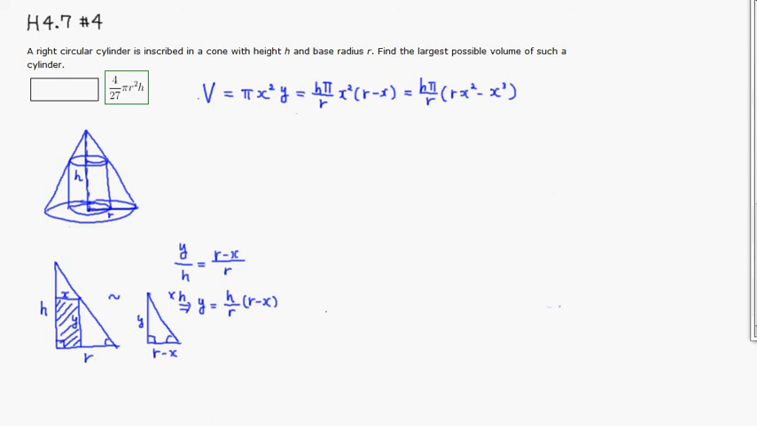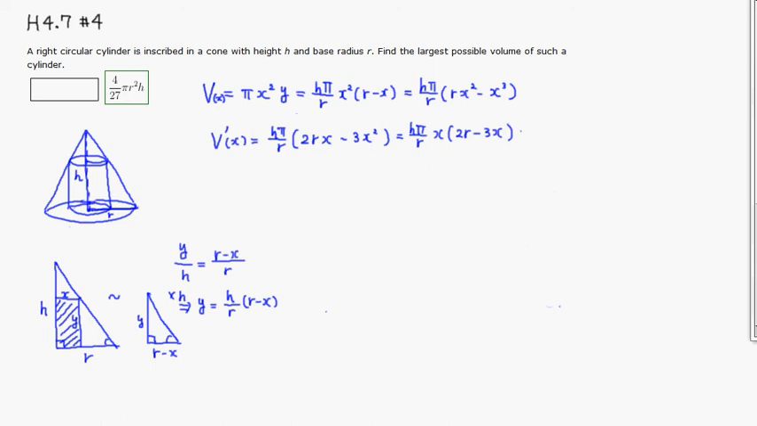So the volume can be written in terms of the radius of the cylinder. So we're going to take the derivative. V prime of x is going to be equal to h pi over r, which is just a constant, times the derivative of rx squared with respect to x, which is 2rx, and the derivative of x cubed is 3x squared. Then we can factor out x, so this is h pi over r times x times 2r minus 3x.